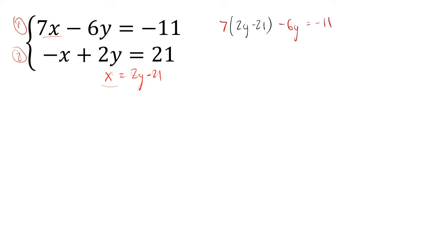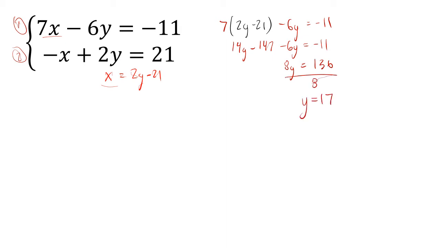Then we just solve for y here. So we have to distribute this out. 7 times 2y is 14y, minus 7 times 21, that's 147, minus 6y equals negative 11. Then we have 14y minus 6y is 8y, and if we add 147 to both sides, we'll have 136. Divide both sides by 8, you'll find that y is equal to 17.